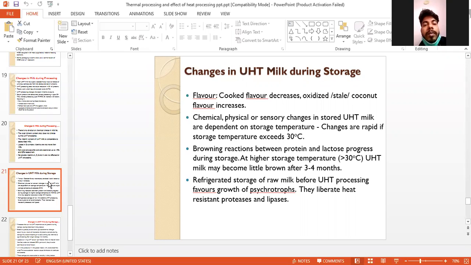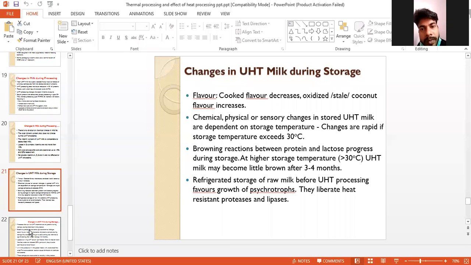when we use refrigerated storage of raw milk, that is chilled milk, before processing, that chilling actually favors the growth of psychrotrophs. There are so many psychrotrophs: Pseudomonas fragi, Pseudomonas fluorescens, Pseudomonas, and so many Bacillus subspecies of the psychrotrophs. They actually release heat-resistant proteases and lipases.